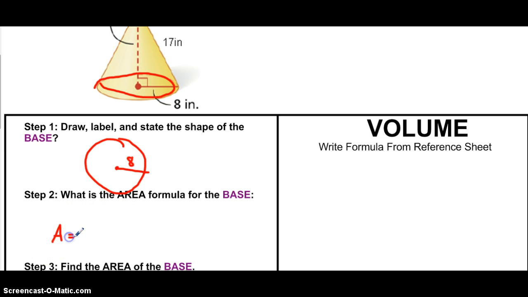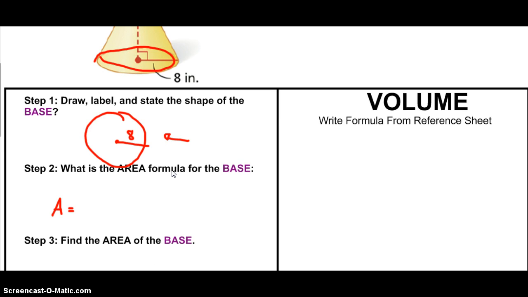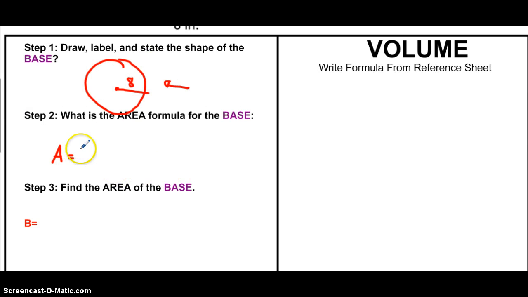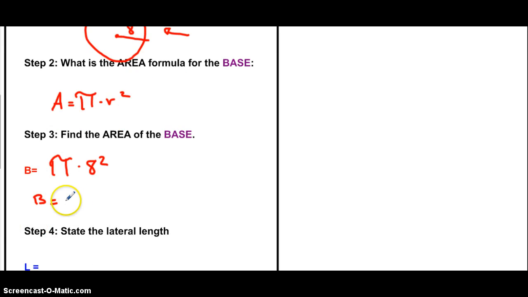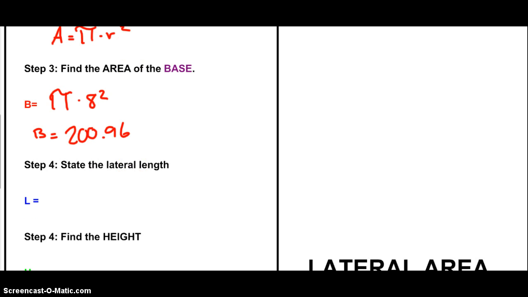Now, here we want to find the area of the base. Remember, this is our base right here. To find the area of a circle, the formula is just pi r squared. So to find the area of it, we're just going to do pi times 8 squared. And so our base is going to be equal to 200.96, okay?